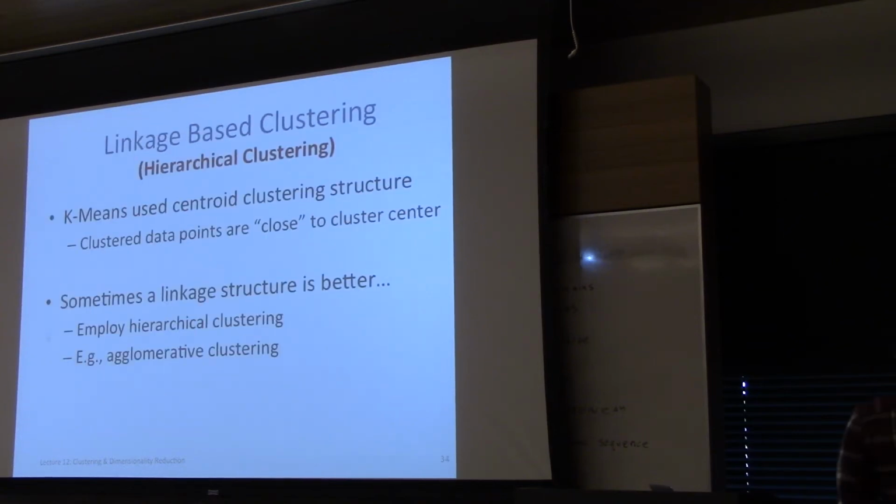And the way people deal with these types of data distributions is that instead of using centrality-based clustering, they use linkage-based clustering, also known as hierarchical clustering. Although hierarchical clustering is a bit ambiguous because it can also be applied in other ways, linkage-based clustering is definitely always hierarchical. Right. So this particular one that I'll talk about is agglomerative clustering.